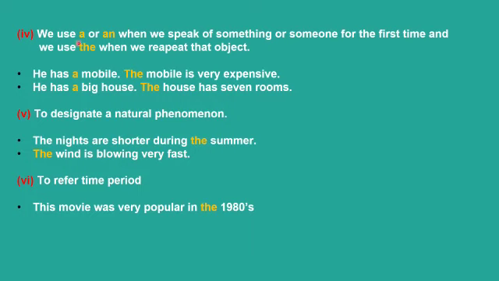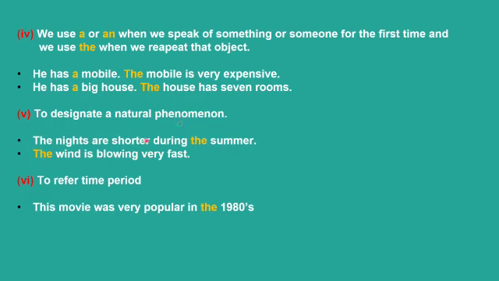Now number 4. We use a or an when we speak of something or someone for the first time, and we use the when we repeat that object. For example, he has a mobile. A mobile, I'm mentioning it first time, it is unknown to the person. When I repeat this mobile, I use the. The mobile is very expensive. He has a big house. A big house, it is unknown to the person. I'm mentioning it first time. When I repeat this, I use the. The house has 7 rooms.